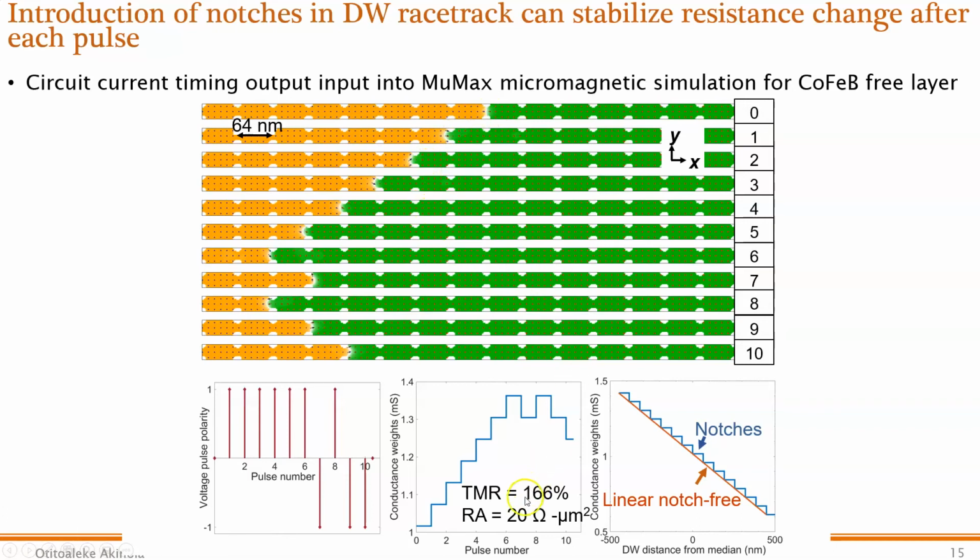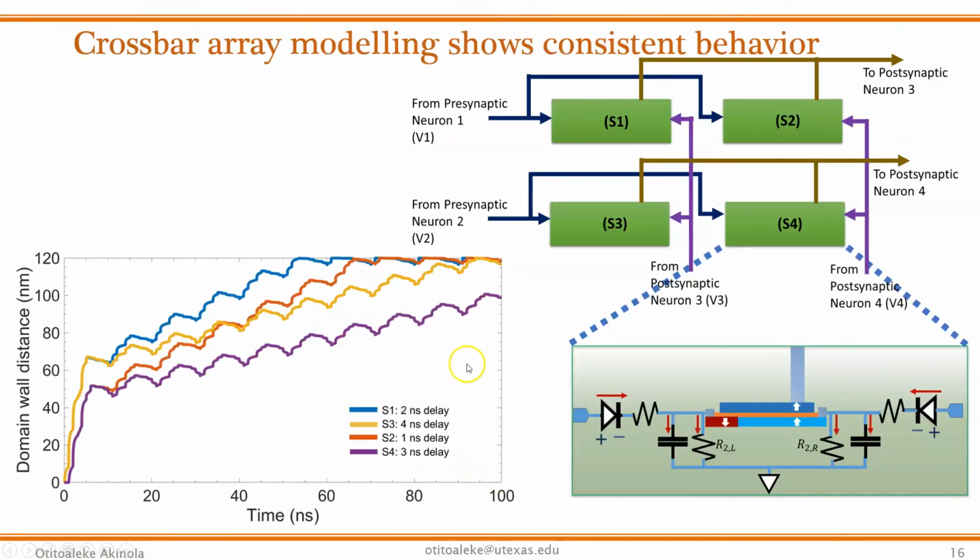The TMR ratio here helps us to calculate the conductance weights that correspond to each of these domain wall positions. I realize that the conductance weight varies based on the voltage polarity and based on the position of the domain wall itself.